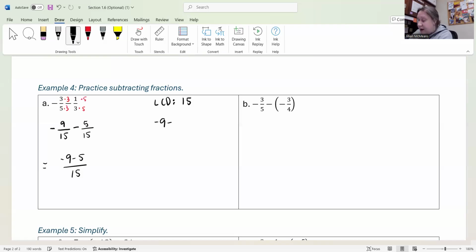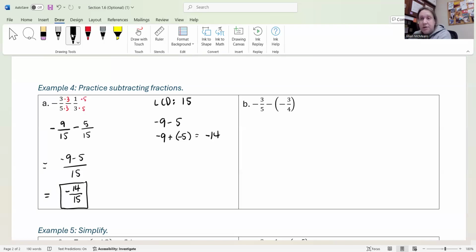So I have negative 9 minus 5, which we know is negative 9 plus the opposite of 5. So we have negative 9 minus positive 5. We want to add the opposite of positive 5, which is negative 5. We're adding two numbers that have the same sign. So that means we add 9 and 5, which is 14. And since they were both negative, my result is going to be negative. So what this has become is negative 14 over 15. And those cannot be simplified. 14 and 15 have no common factors other than 1, so that's it.